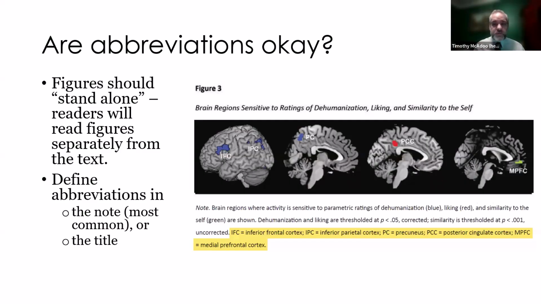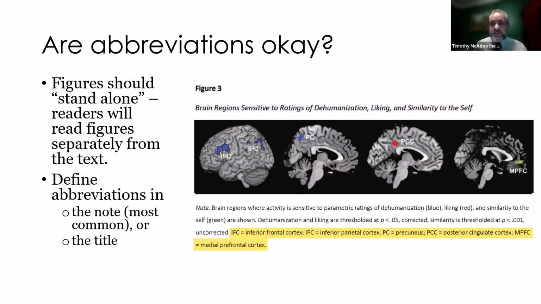So even though you defined an abbreviation the first time it appeared in the paper, you would still define any abbreviation in the figure itself, usually in the note. So just assume that a reader might pick up your article or your work and look at a figure right away, and they should be able to understand it. So the most typical way to define abbreviations is shown here in this note. You can see IFC equals inferior frontal cortex and so on.